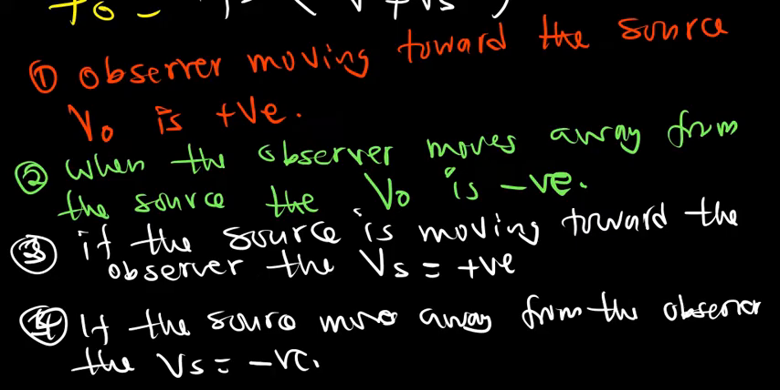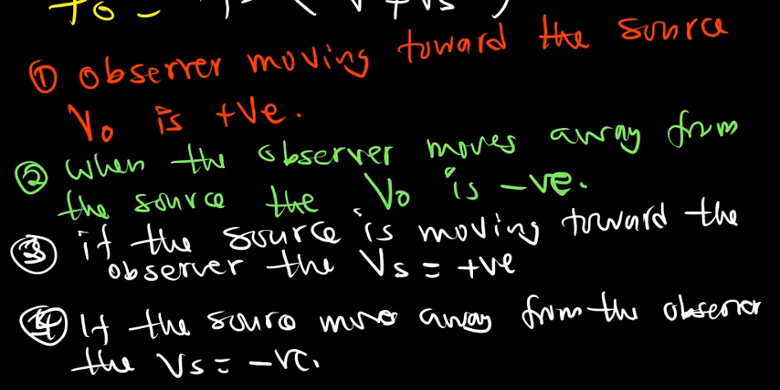Now, I want to explain when I say it's moving toward the source, what are we expecting? Moving away from the source, what are we expecting? Like I've said earlier, if you are standing and the car is moving toward you, the driver is blowing the horn. As it is approaching you, the frequency has to increase because it is approaching you.